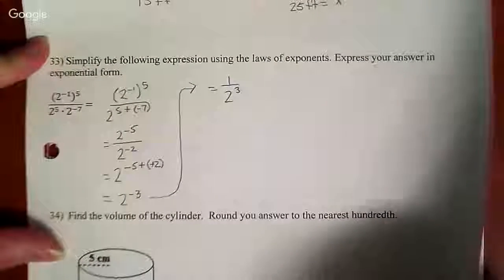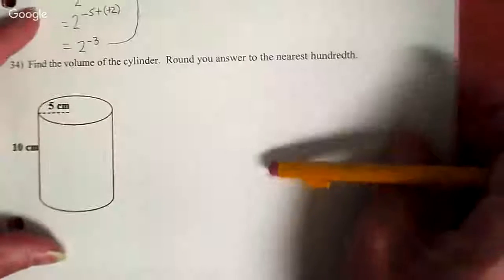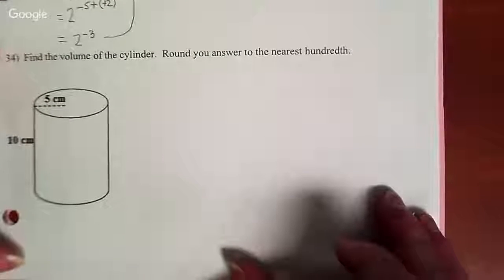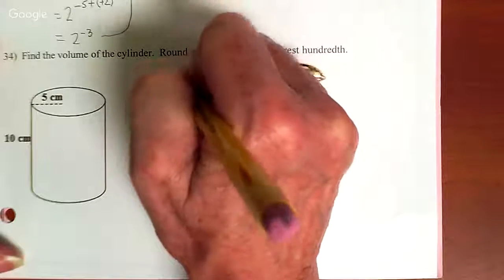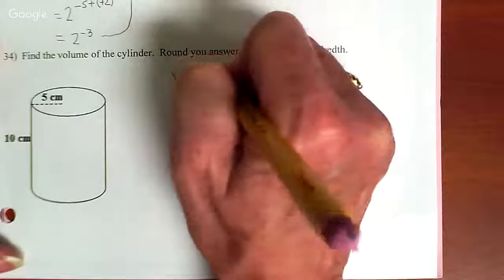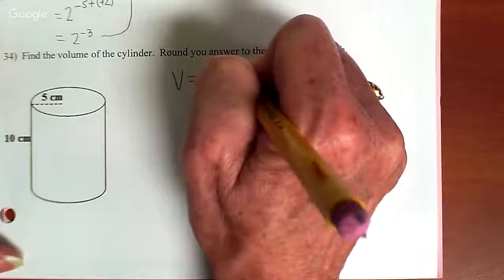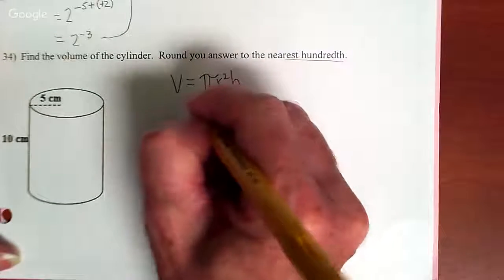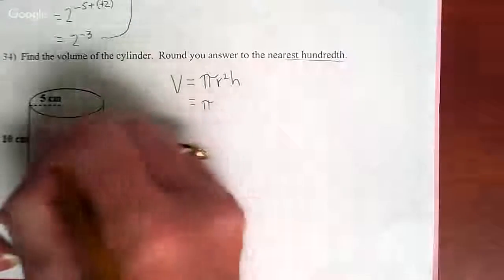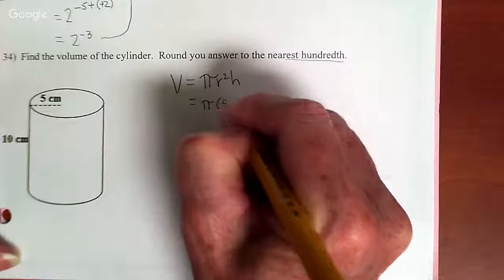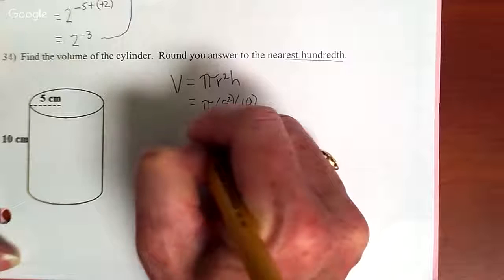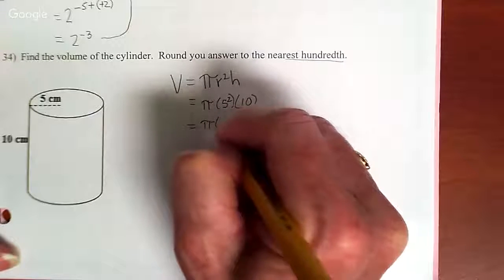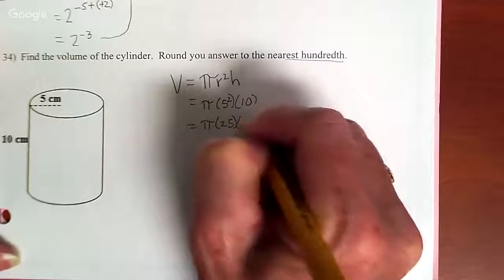Our last question is finding the volume of the cylinder. Our volume is pi r squared h. And rounding our answer to the nearest hundredth. So we have pi. Our radius is 5, so 5 squared. Our height is 10. So next we have pi times 25 times 10.